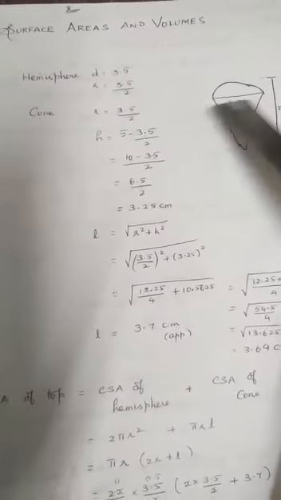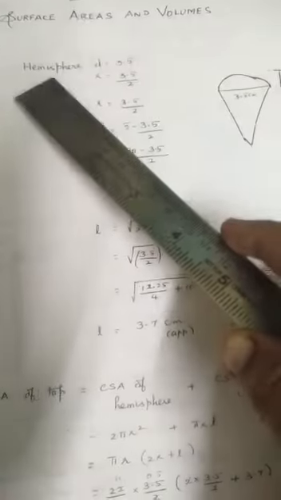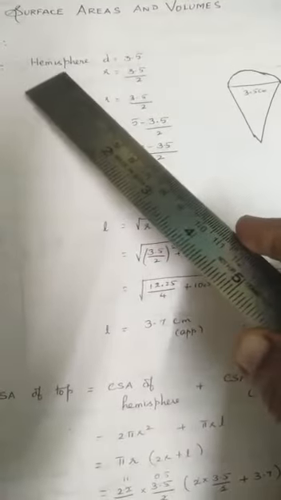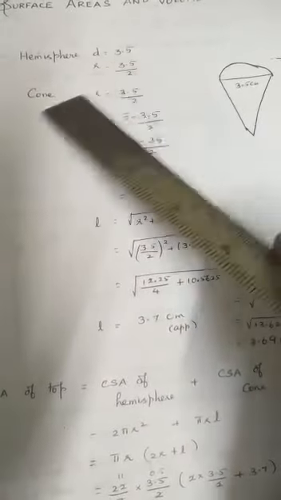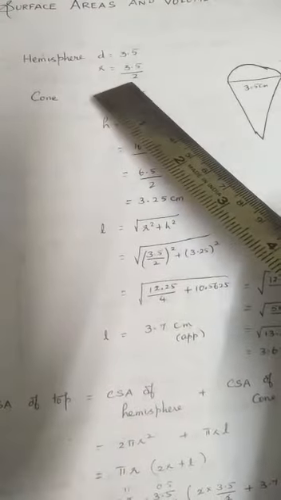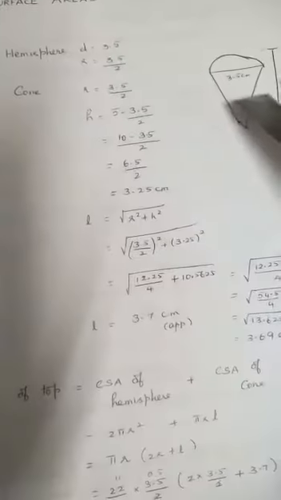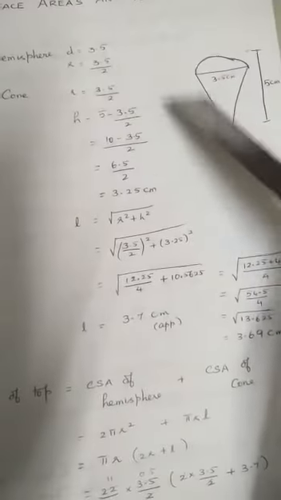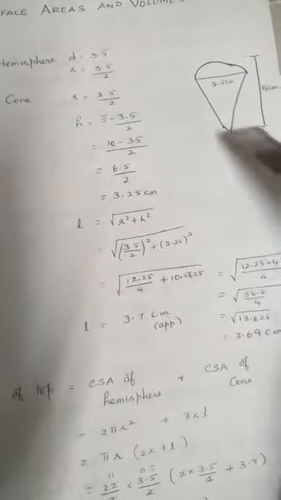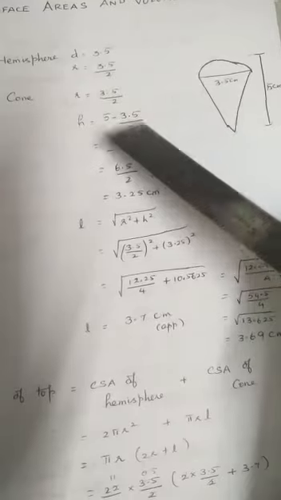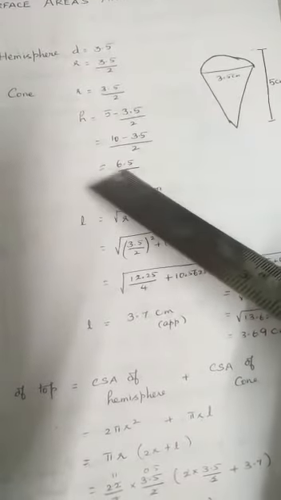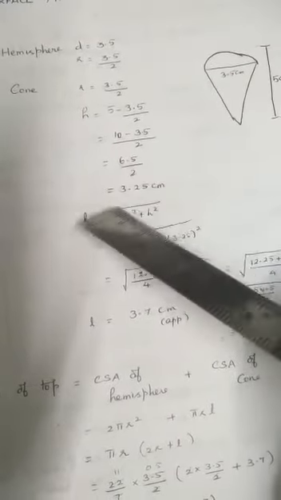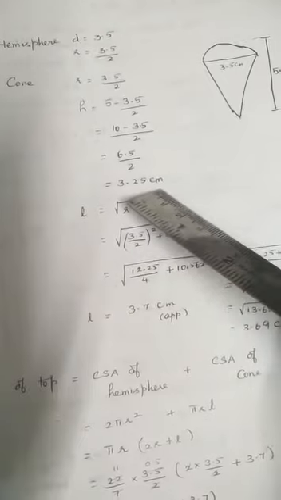Listen. So the top, and then 3.5. I wrote it this way, you will write it. Combination of solids. Hemisphere: D equal to 3.5, so r equal to 3.5 by 2. Cone: r equal to 3.5 by 2 only. h you have to find. The height of the cone is separate for that. So 5 minus 3.5 by 2. Taking the LCM and subtracting, you will get 6.5 by 2. It will be 3.25 centimeter.